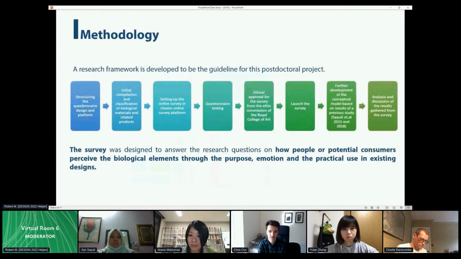Methodology. A research framework is developed to be the guideline for this postdoctoral project, and was structured in 8 stages, as you can see in the slide right now.